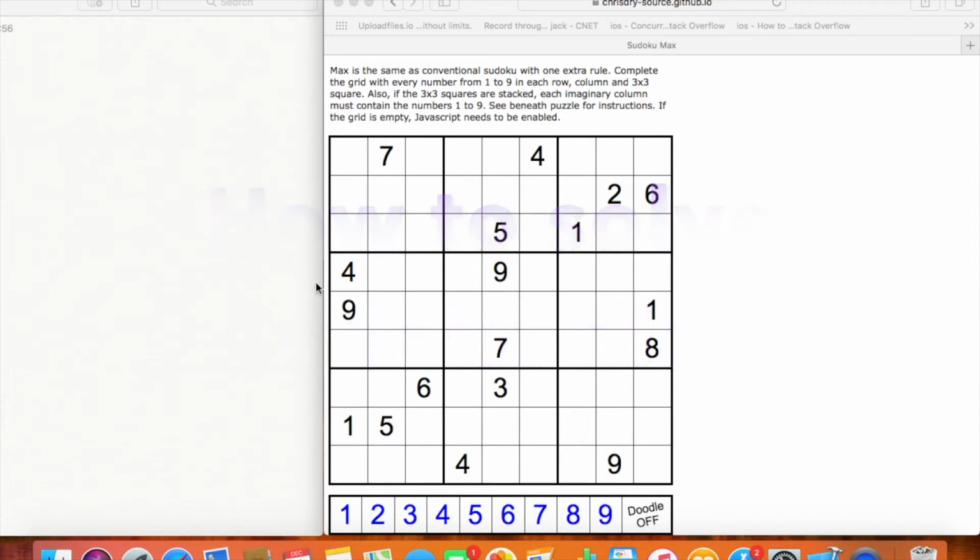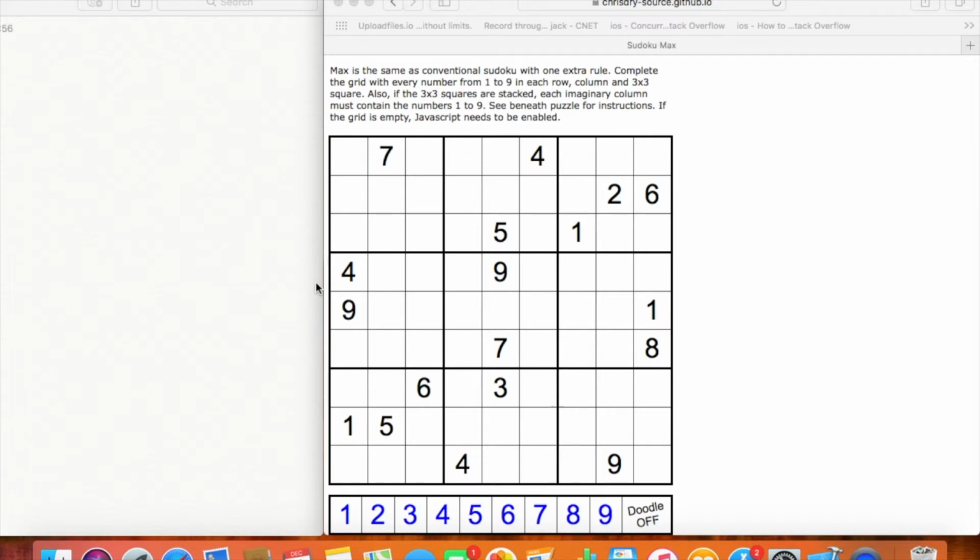Welcome to How to Solve the Sudoku Max. Sudoku Max is a variant of the traditional puzzle I created 15 years ago when it first appeared in Scotland on Sunday newspaper. Despite its age, it still seems to cause confusion, so I thought this video would be the best way to explain it to the uninitiated.